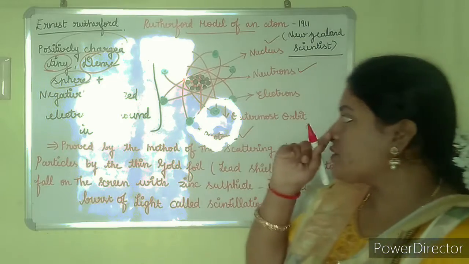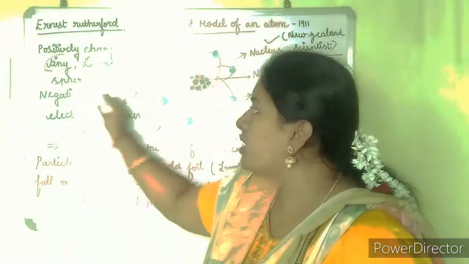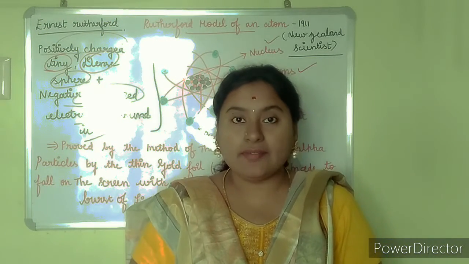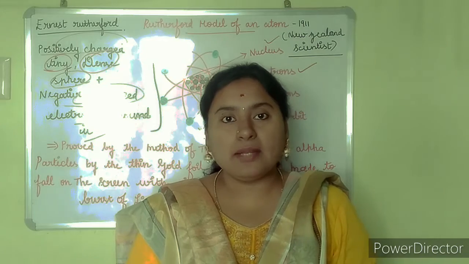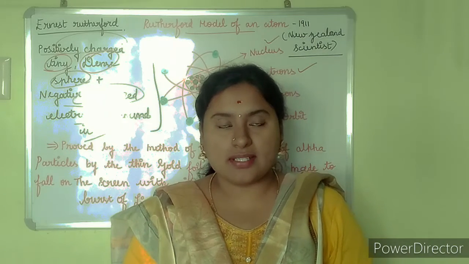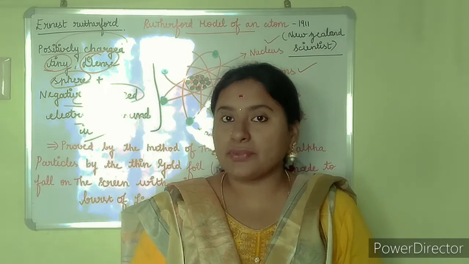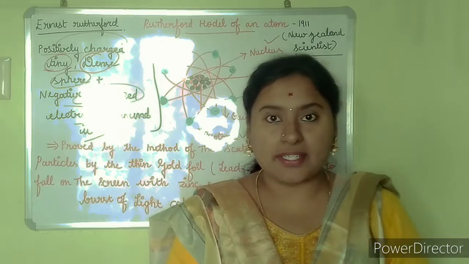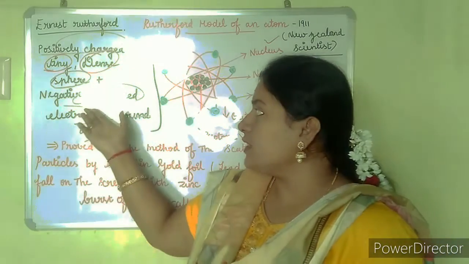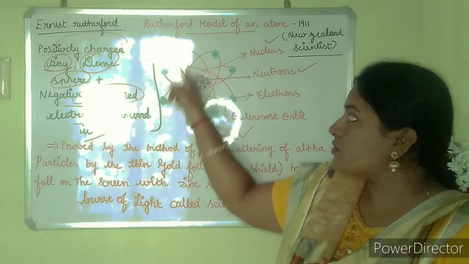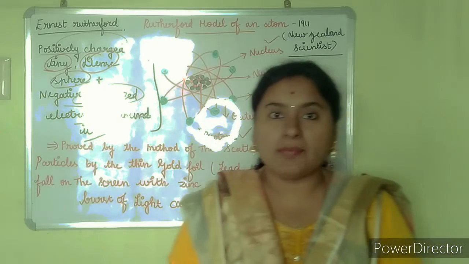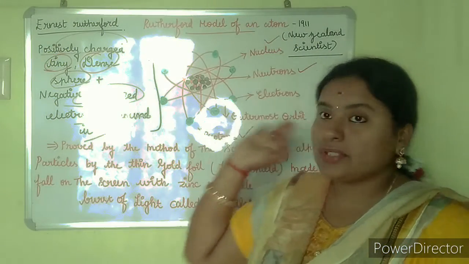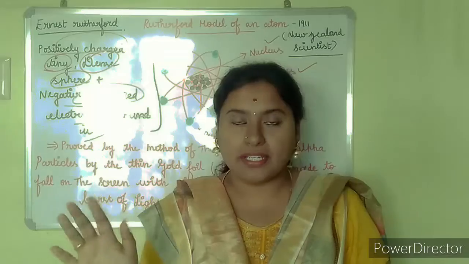The next one is that negatively charged electrons revolve around it. We know that protons are positively charged and neutrons are neutral. If there are neutral as well as positively charged particles, there should be some negatively charged particles present. Negatively charged particles are nothing but the electrons which are present in the outermost orbit of an atom. These electrons are negatively charged and they revolve around the nucleus of the atom in its orbit.